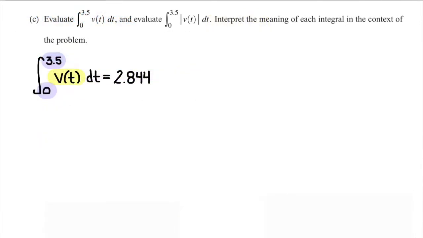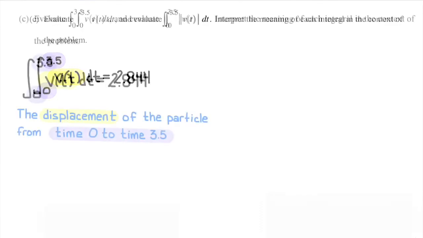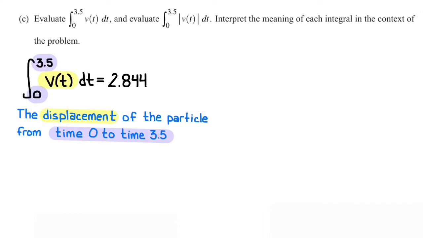Part C is with calculator. So with your calculator, you integrate from 0 to 3.5 of the velocity function, which gives you 2.844 when you round to 3 place values. Next, we'll interpret the meaning of this integral. The most concise way to write the explanation is the displacement of the particle from time 0 to time 3.5.